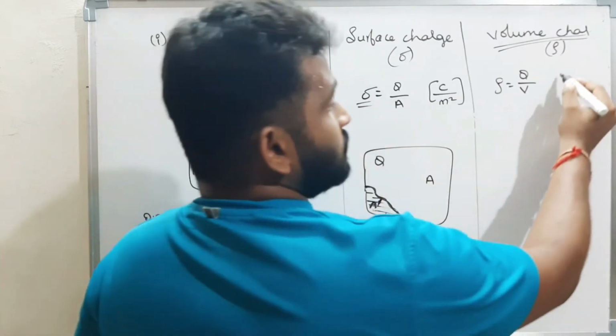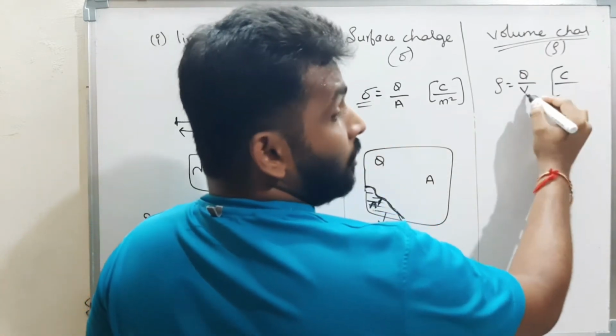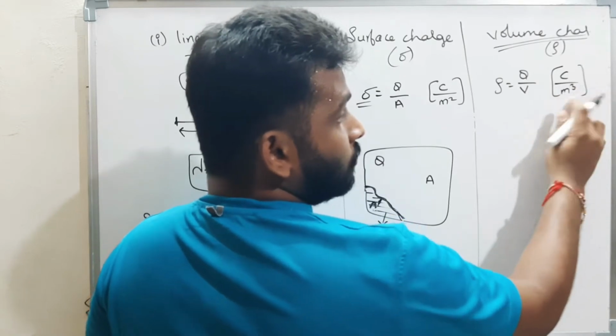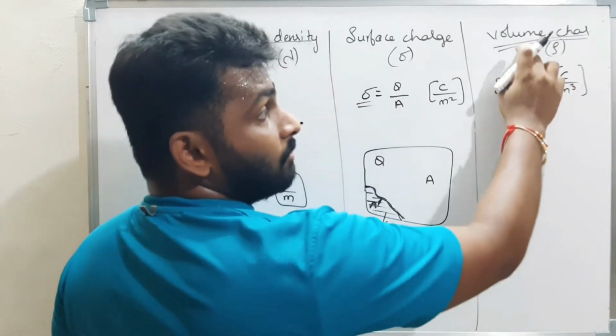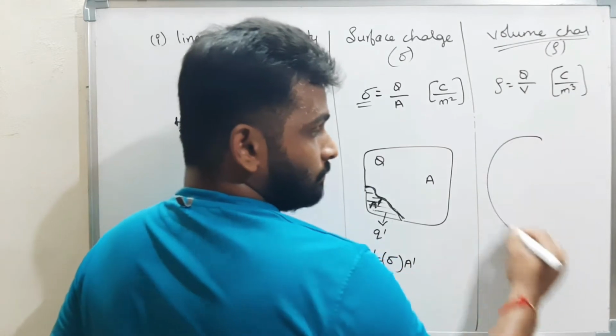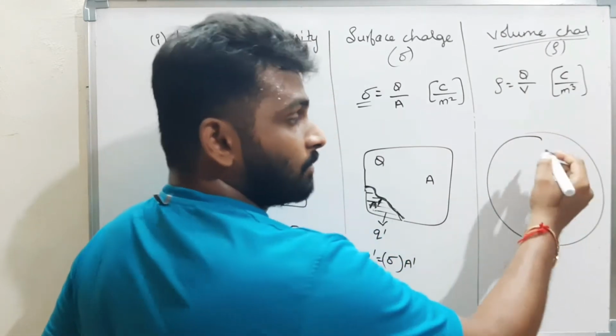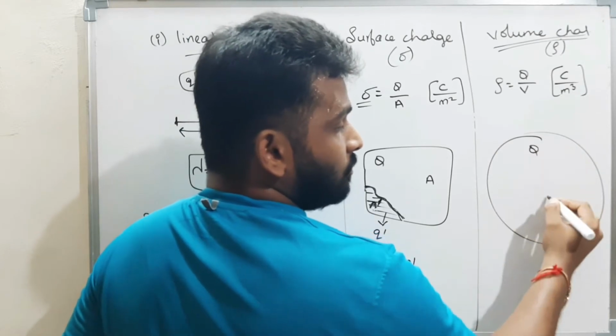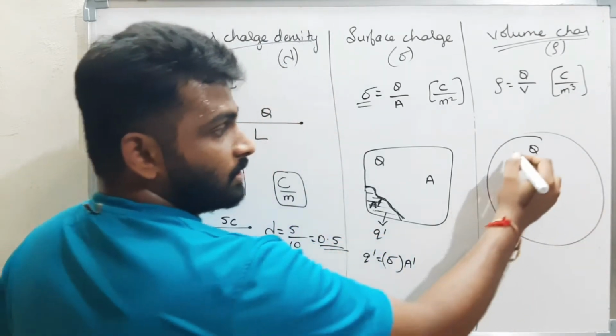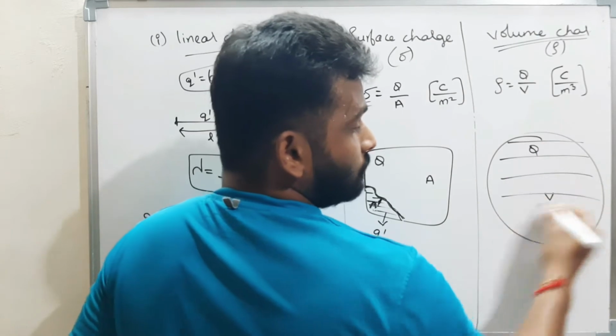Now, Q by V, what is the unit? Coulomb per meter cube is nothing but the unit for volume charge density. Now this is the volume. Assume this is a non-conductor spherical body and the charge is Q and the volume is V. The charge is distributed throughout the volume.